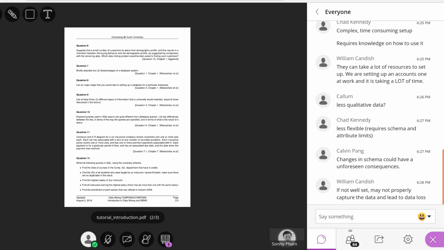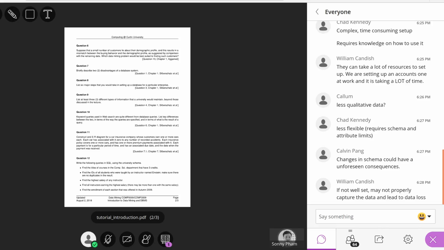Yeah, maybe what it means is maybe less flexible. I think it may be the same thing as what Chad has suggested. Less flexible when you set it up. So that's why you have to design very carefully at the beginning, right? Yeah. So thank you very much, Carbon, William, Chad, and Callum for your input. I think what you have described there are totally relevant to this question. All right, now let's move on to question number 8.